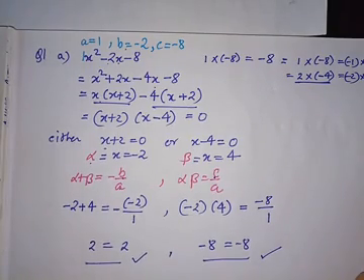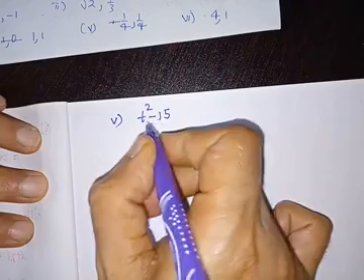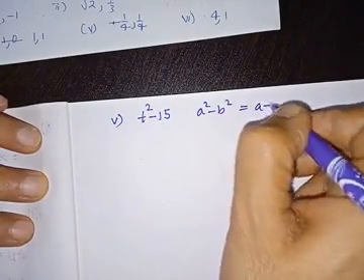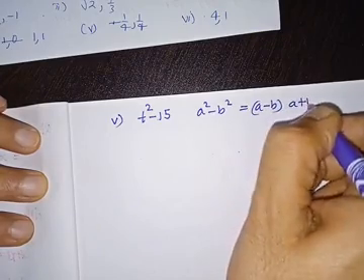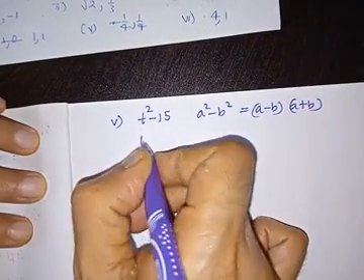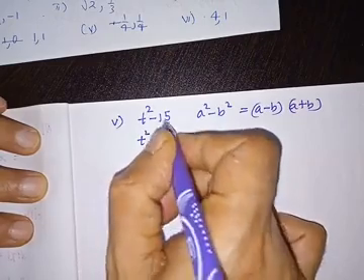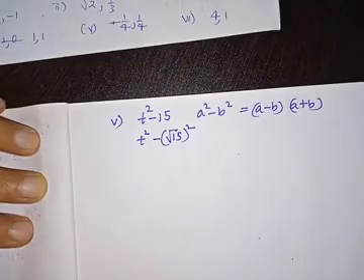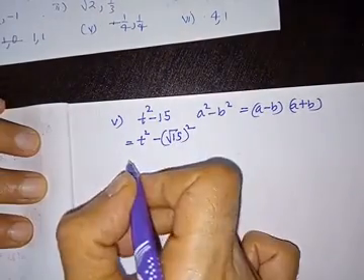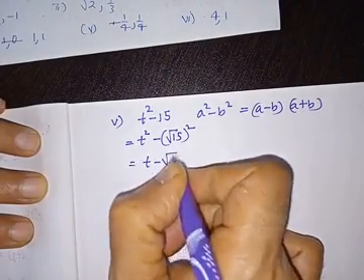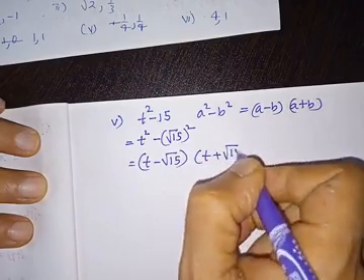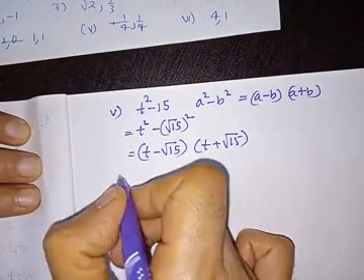This is how you have to verify. I will be doing one more. So it is in the form a square minus b square. This will give a minus b and a plus b. So t square is the square of t, and 15 is the square of root 15. So we get t minus root 15, t plus root 15.